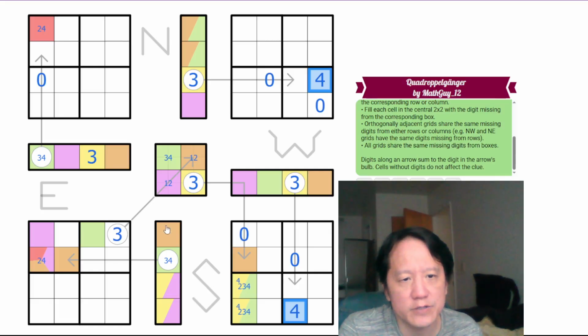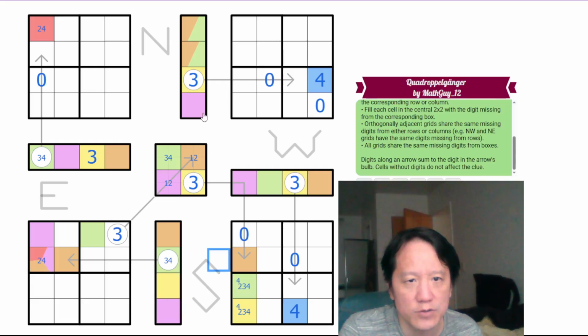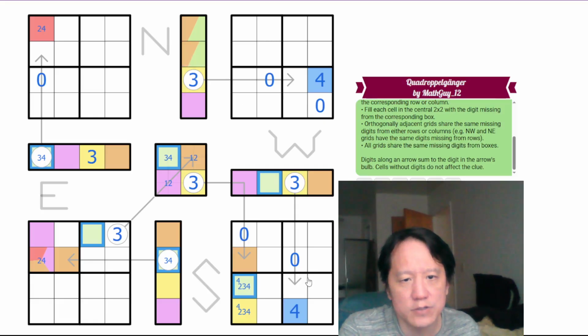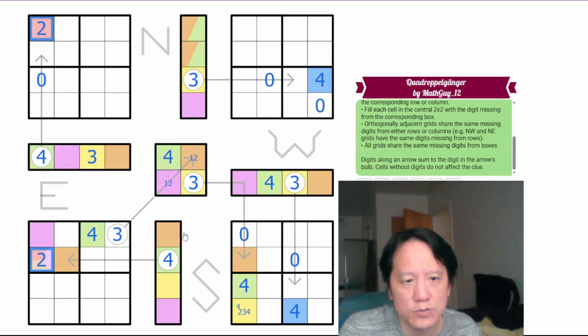And the green is 4. This can't be 4, so this is not green. This is not yellow. So this is yellow here, which means we can't be missing yellow here. We're missing pink, which means we're missing yellow there. All the greens then are... Don't know what this is. All the greens are 4. And that makes the reds 2. All the yellows are 3.